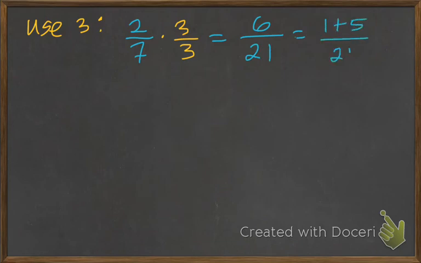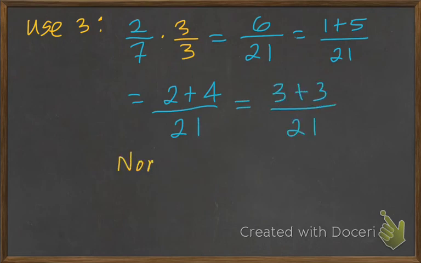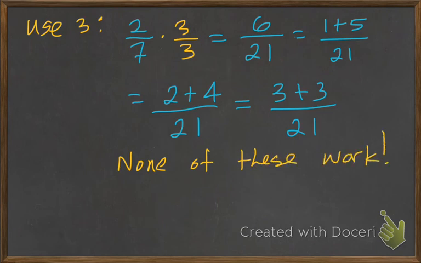So the next thing is, let's use 3. So by that I mean multiply top and bottom by 3. So I get 6 over 21. That could be 1 plus 5 over 21, or 2 plus 4 over 21, or 3 plus 3. Each one of those, 2 and 4 won't go into 21. 3 over 3 gives us the same problem. We have the same thing in the denominator. 5 won't divide into 21. So none of these work, so 3 also doesn't work.